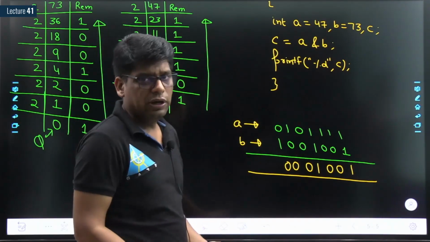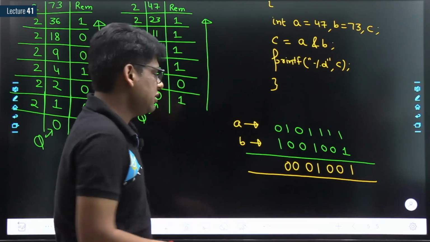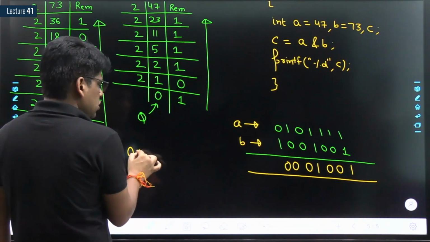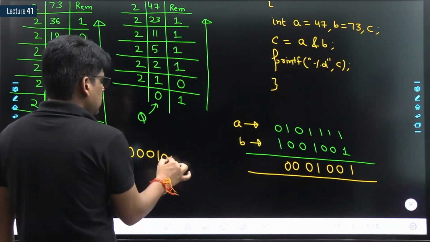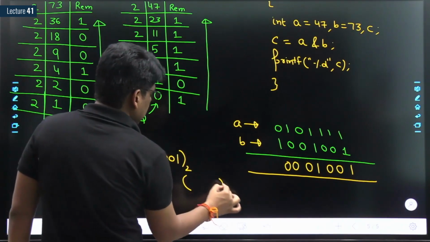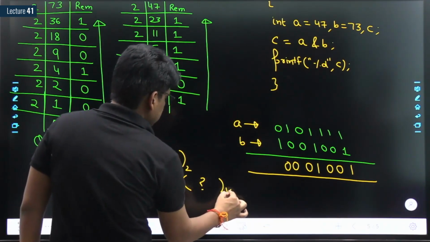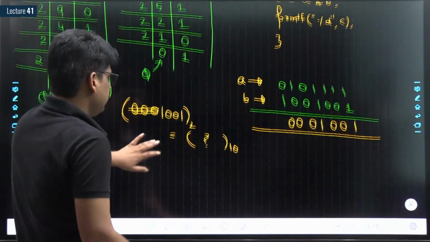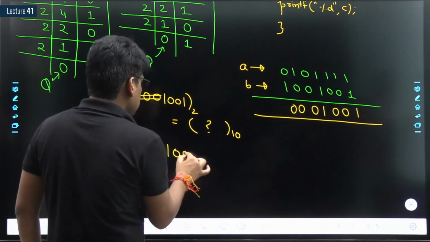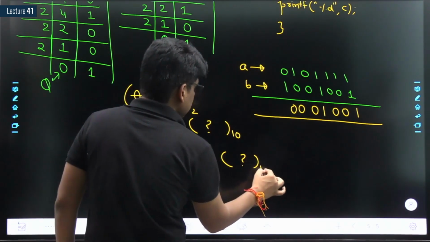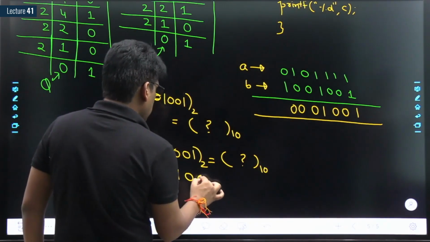But to evaluate it, sir, again we need conversion. So again, if I ask you 0001001 from binary to decimal, sir, do we need these leading bits? No, because all of them are 0. So, let me perform this. 1001 from binary to decimal.